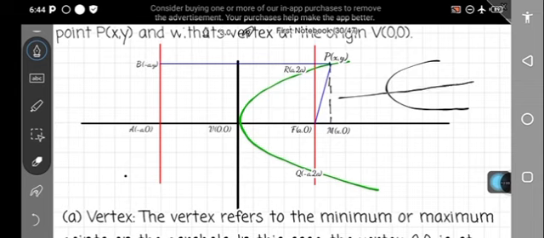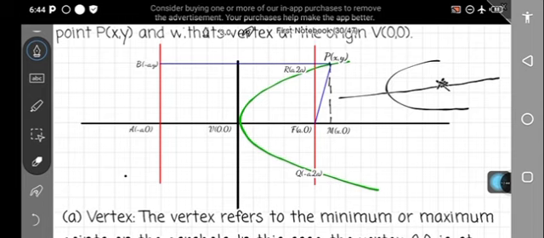The line that cuts it into two equal halves is called the axis of symmetry, right? Now, the axis of symmetry always passes through the focus, or let's say that the focus is always on the axis of symmetry.